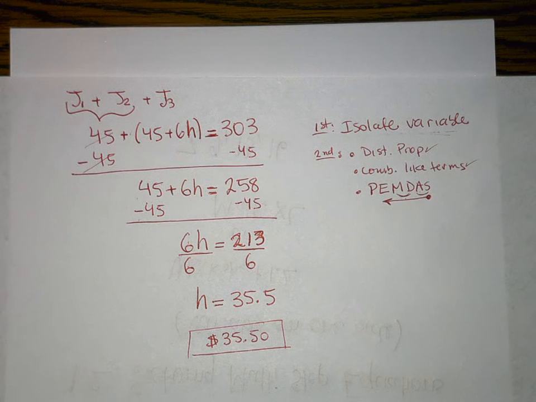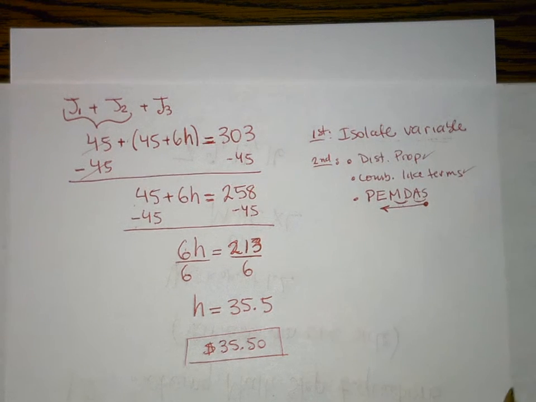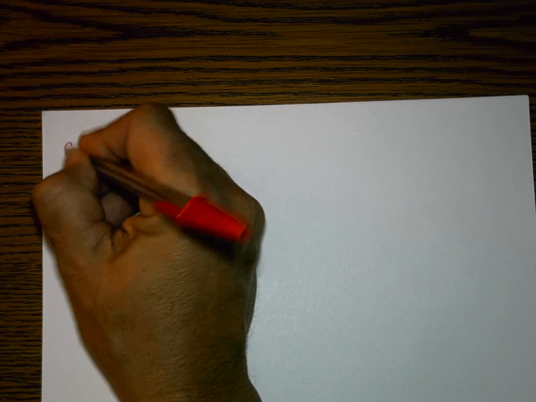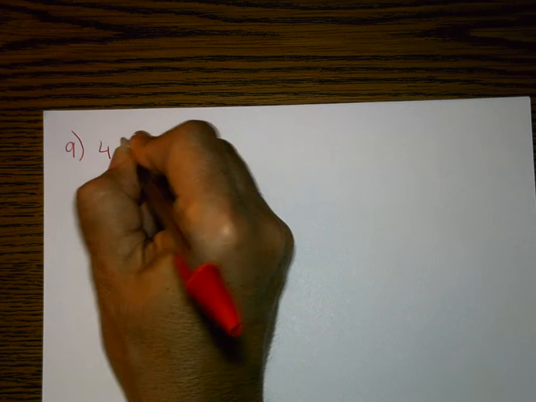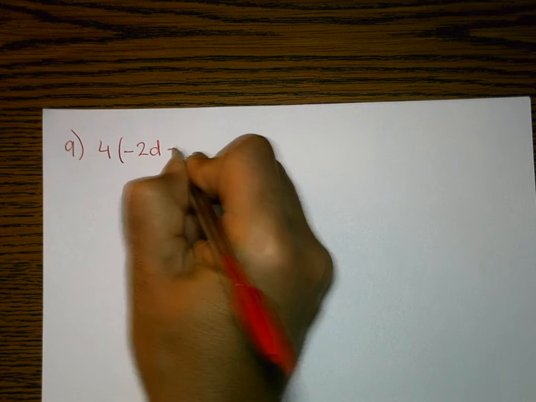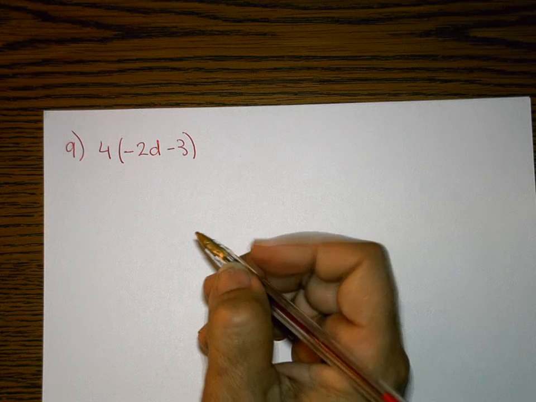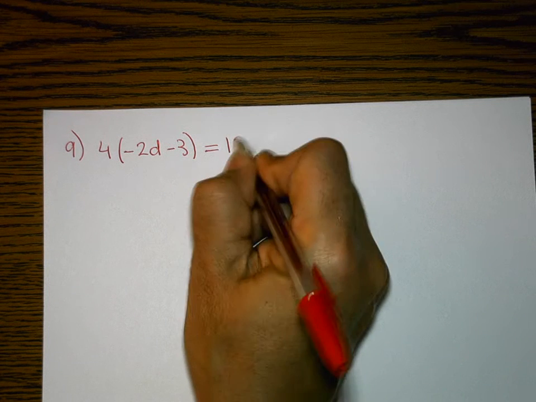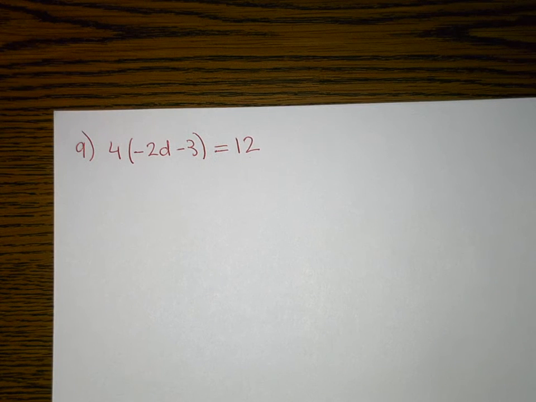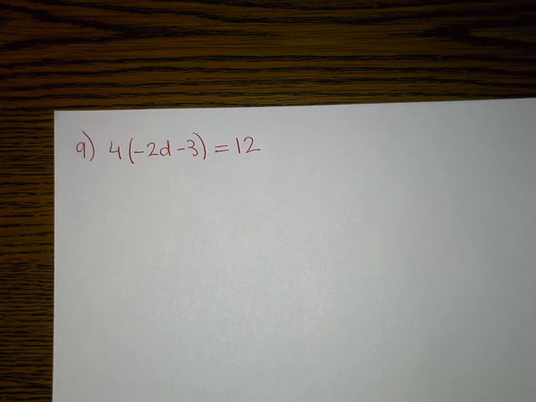Let's see what other problem we can do here. Let's try number 9, as I have promised. Number 9 on your worksheet says 4 times the quantity of negative 2d minus 3, and that equals 12. Okay? So we have this problem right here. It's not a word problem, so the students like it much better. It says solve each equation and then check your answers.